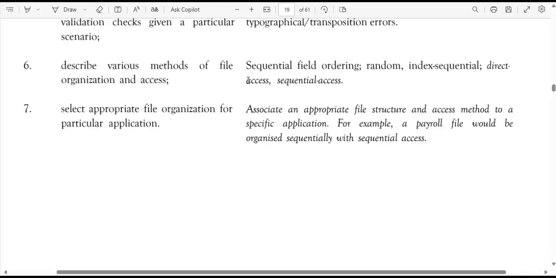Alright, so that's it guys. We have looked at the various methods of file organization and access, which include sequential field ordering, random, index sequential, direct access, and sequential access.